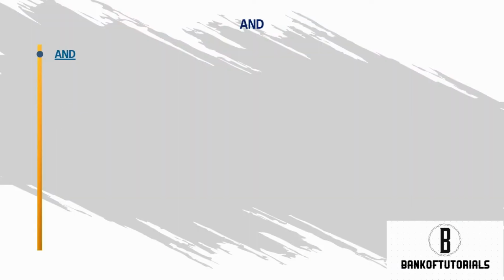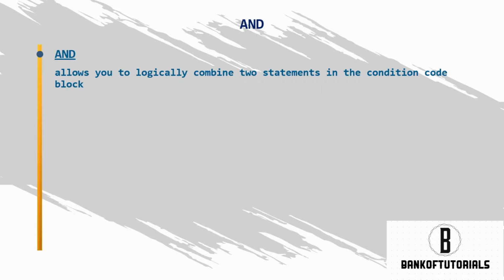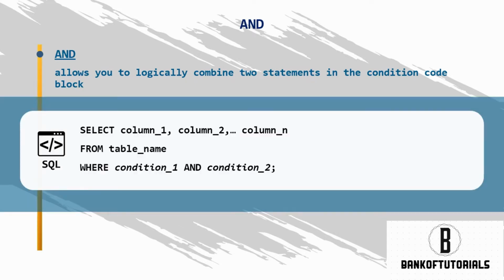This is an operator that allows you to logically combine two statements in the condition code block. For instance, you may wish to retrieve data about all employees whose first name is Dennis and who are male. The latter would mean their gender is M. The setting of such a condition stems from the fact that not all people who carry the name Dennis are of the same gender. So, we might want to obtain a list containing men who are called Dennis only.